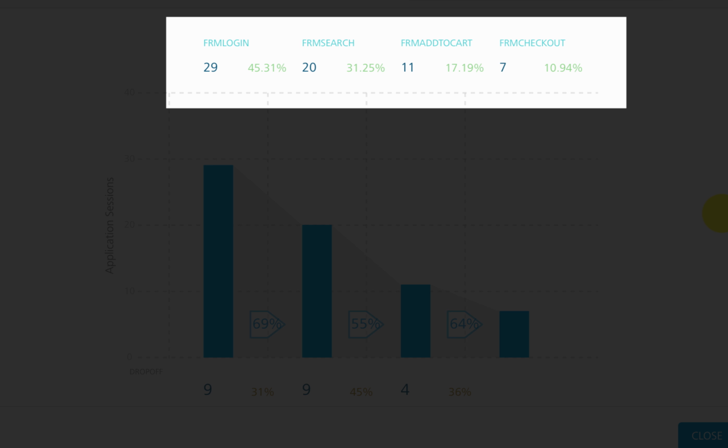The top section provides the count and percent of total user sessions that visited the form. In the above scenario, login form, FRM login, was visited in 29 sessions, which was 45.3% of the total application sessions. Search form, FRM search, was visited in 20 sessions. Add to cart form in 11 sessions and checkout form in 7 sessions.